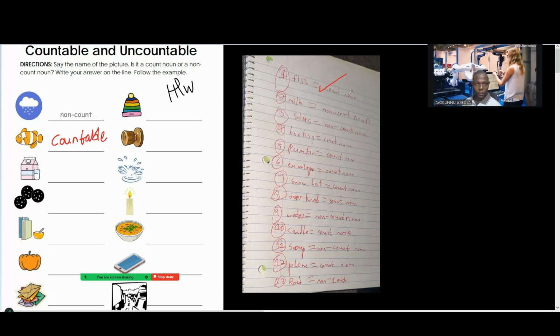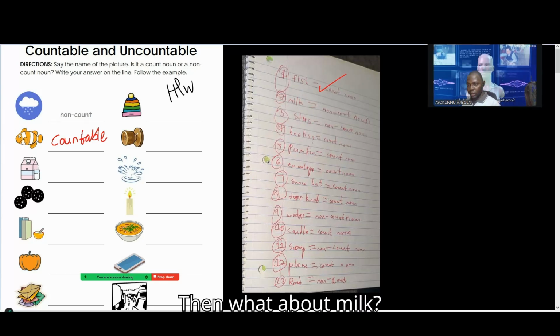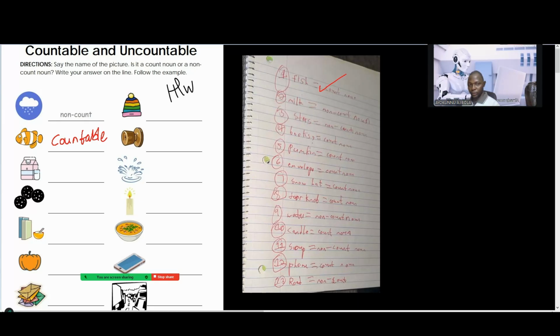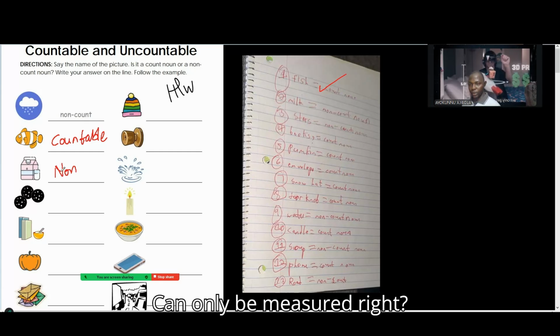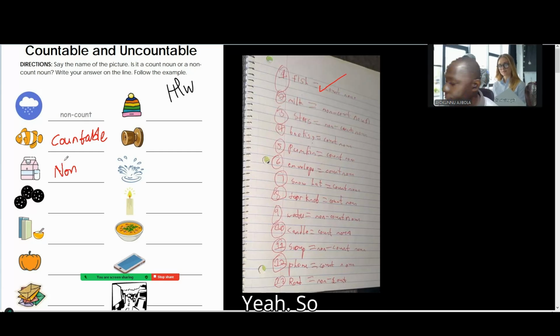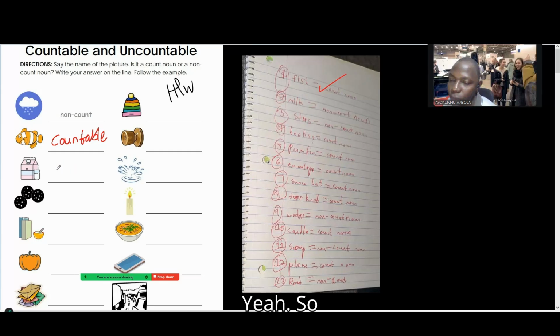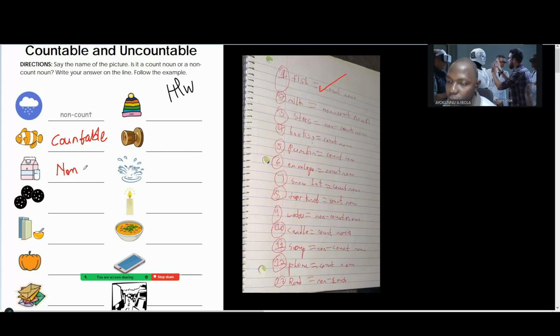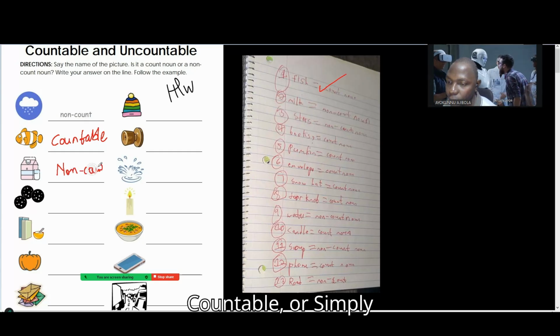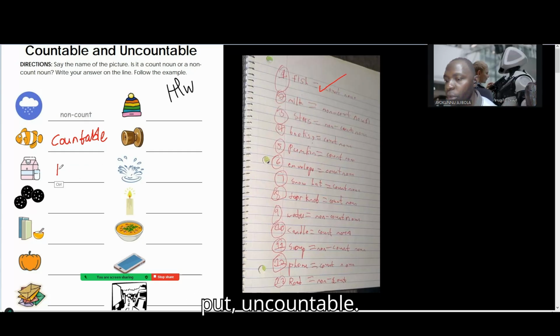So then, what about milk? Non-count. It can only be measured, right? Yeah. So say non-count, countable, or simply put, uncountable.